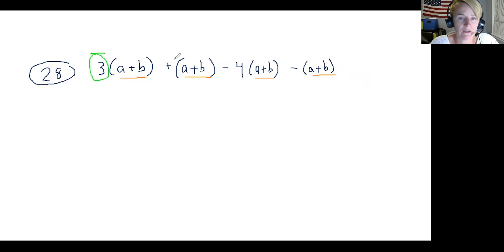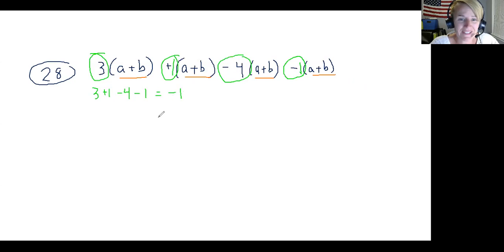Here's a 3. Here's my invisible 1. Here's a negative 4. And here's an invisible negative 1. So a shortcut way that I could do this would be to combine all these coefficients: 3 plus 1 minus 4 minus 1. 3 plus 1 is obviously 4, minus 4 is 0, minus 1 is a negative 1. So I have a negative 1 as my coefficient.